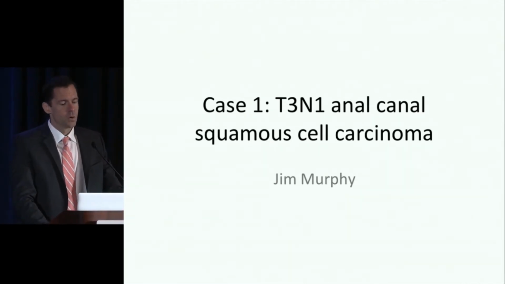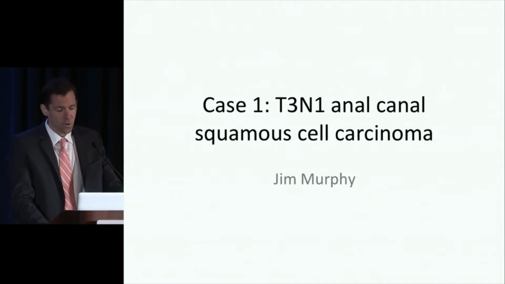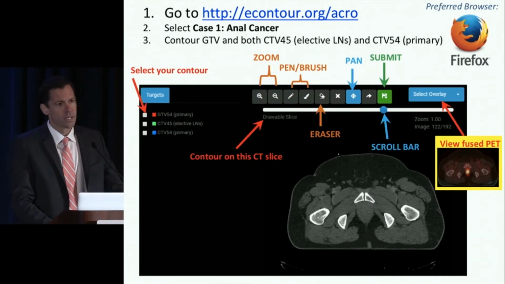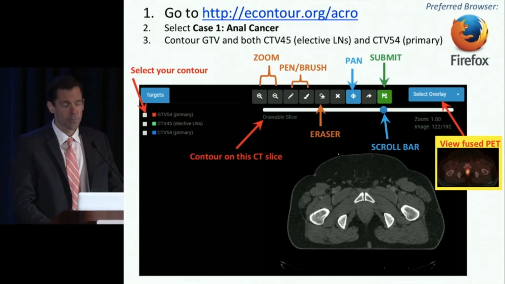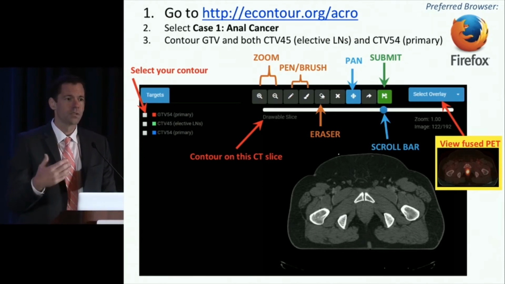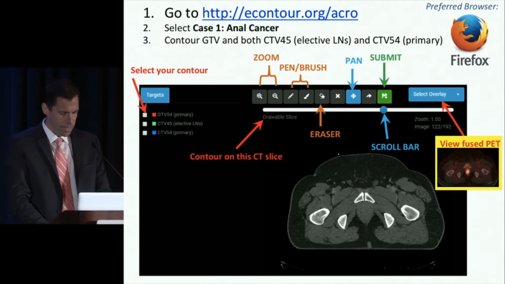So the first case we're going to go over is a patient that has a T3N1 anal squamous cell carcinoma. And at this point, for those of you with laptops, I'm going to ask that you go to the website eContour.org/ACRO. That's where the contouring module is located. There shouldn't be a need to log in, so you should just be able to go to the website. We can go through these cases one by one.